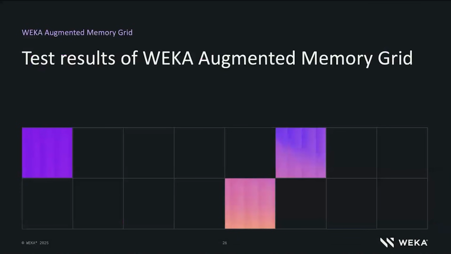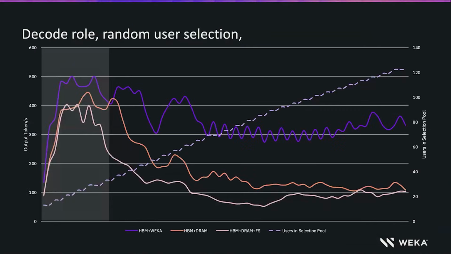So with that, let's go in and show you some results and just explain and show why we're so excited about what we're talking about today. So this is showing 3 comparisons. Comparison number 1 is HBM with WEKA, that's the purple. There's orange, which is HBM and DRAM. And there's the orangey pinky color with HBM plus DRAM plus that other POSIX system that I talked about earlier. The dotted line is showing concurrent users. So the amount of users that are in a pool, and that's increasing over time.